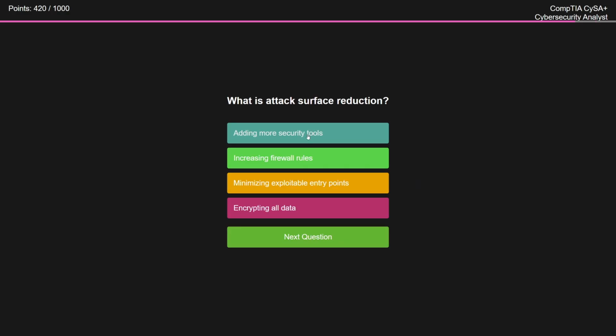What is the attack surface reduction? Adding more security controls? Increasing firewall rules? Or minimizing exploitable entry points or encrypting all data? For me, it's going to be minimizing exploitable entry points.